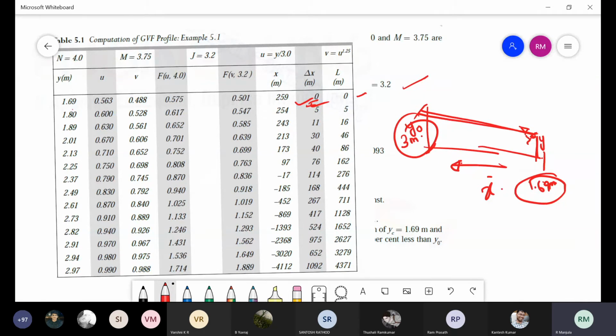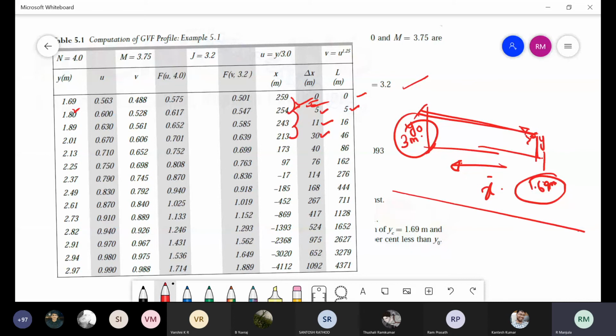When y is 1.8 meter, then your x is going to be 254, delta x is 5 meter, and your length is going to be 5 meter. Because this variation, 259 minus 254, gives 5 meter as delta x. Similarly, here the variation is 254 minus 243, 11 meter. Here 243 minus 213, 30 meter is the variation. But what is the length here? Here it is going to be delta x.